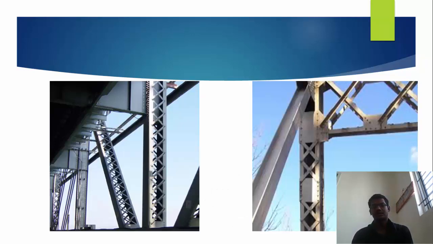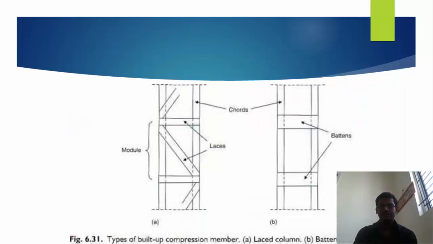Now these are the examples of lacings. You can see that lacings have been used as shadows, that is, the lacing given on one side is the same as that on the other side. In the second picture, you can see the gusset plates given as attachment to the lacings. Now this is the example of battens.